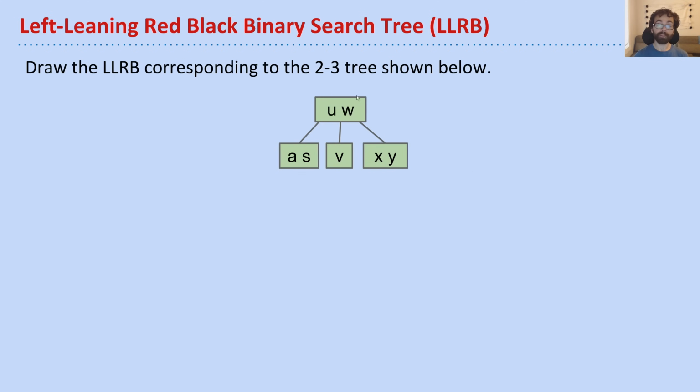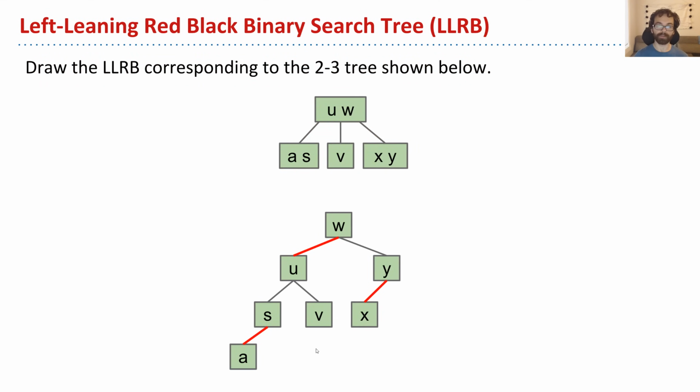So anywhere we have a 3-node, we need to have 2 nodes connected by a red link. Otherwise, everything is just exactly as in the 2-3 tree. And so when we do this, we see that our resulting LLRB, our binary search tree, has a pretty nice structure, right? I hope it's fairly clear. So if you understand this, you've understood what a left-leaning red-black tree is.